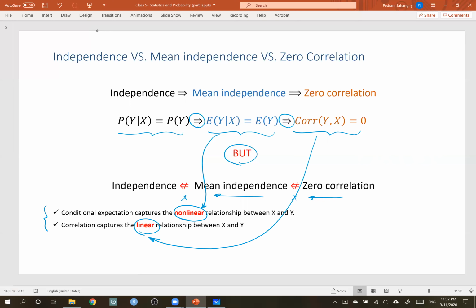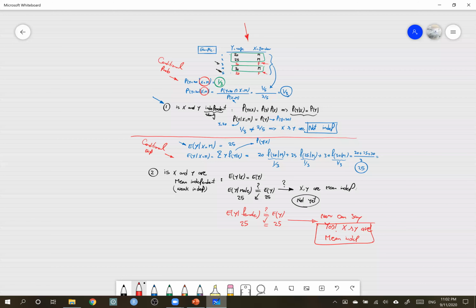Now, let me go back to our simple example with wage and gender and see how we can apply it there. Take a picture of this slide, have it in your mind, and now let's go to the whiteboard. So number 1, we answer this question if they are strongly independent. Number 2, we answer this question if they're mean independent. Now number 3, you want to see if the correlation between y and x is equal to 0.